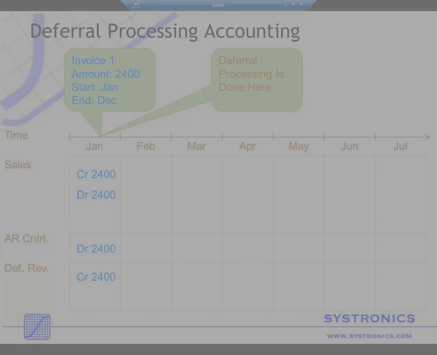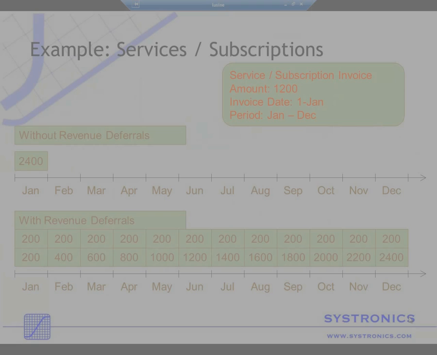In this case, let's say this is for 1 year, so the amount will be split into 12 periods, and every month a correct portion of the revenue will be recognized. 200 will be recognized in January, February, March, and so on until the entire amount is recognized. So without revenue recognition, you would have 2,400 recognized in January, whereas with revenue and expense deferrals, you will have 2,400 split into the contract periods. Let me show you this with an example from Sage 300 ERP.